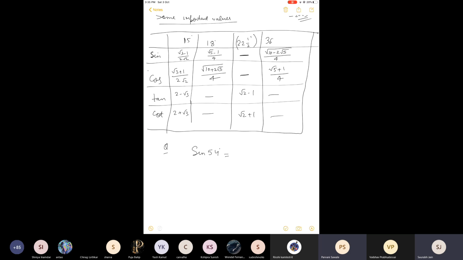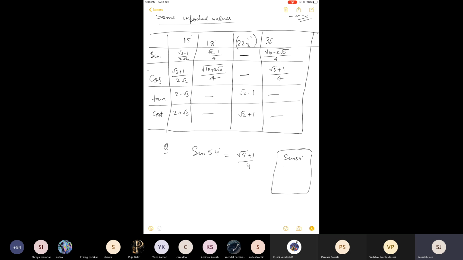Root 5 plus 1 by 4. Yeah, that's correct. Now you must be wondering, 54 degrees is nowhere written, so how are we asking this question? Because you are a class 11 student and you know trigonometry, that there is something called the reduction formula.